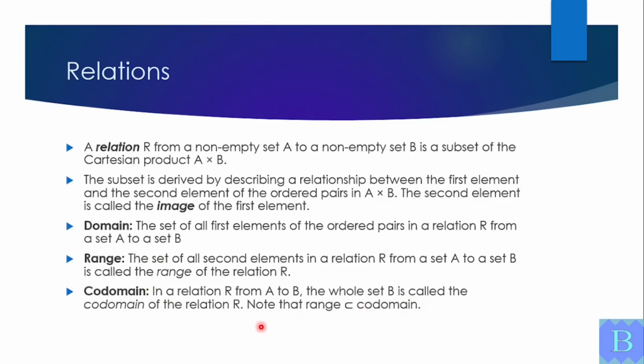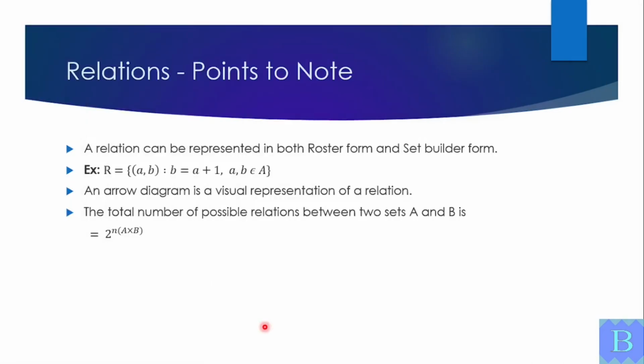Points to note on relations. Relations can be represented in two different ways. First is roster form, listing all ordered pairs. The second is set builder form, describing the rule that defines the relation. For example, R = {(a, b) such that b = a + 1, where a, b belong to A}. Relations can also be shown using arrow diagrams, which visually connect elements of set A to elements of set B. The total number of possible relations between two sets A and B is 2 raised to the power, number of elements in A cross B.